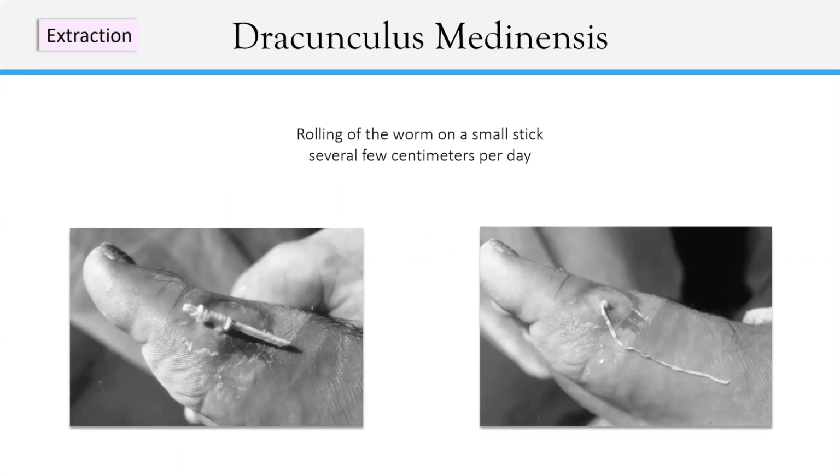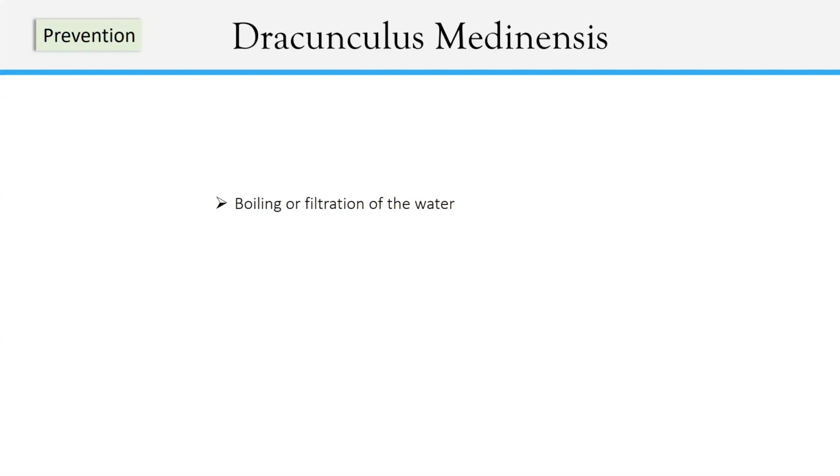Here you may see how the parasite is extracted from the patient, and this is done by slowly rolling the worm on a small stick for several centimeters per day, and this may take a long time to roll out all this parasite from the patient. In order to prevent it, it is important to boil or filter the water. Also, it is important to treat infected people and destroy cyclops in the water reservoirs.